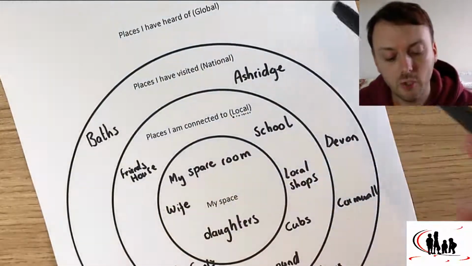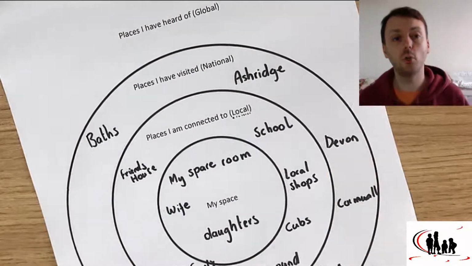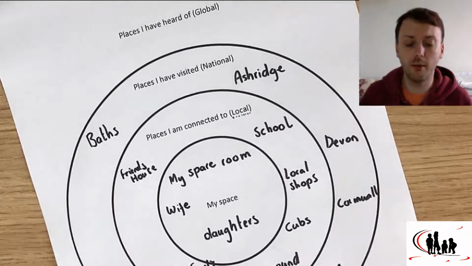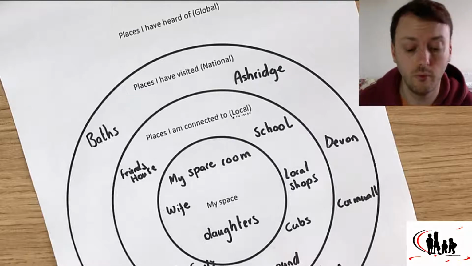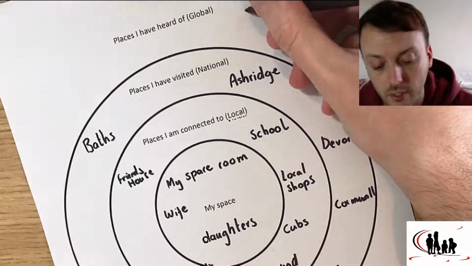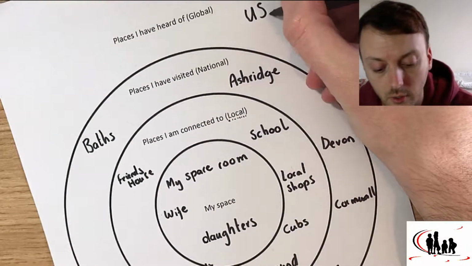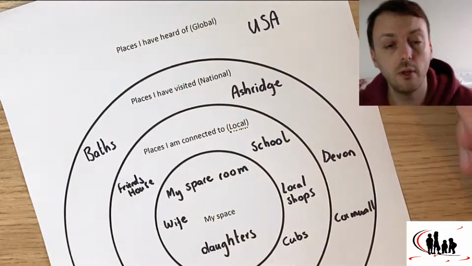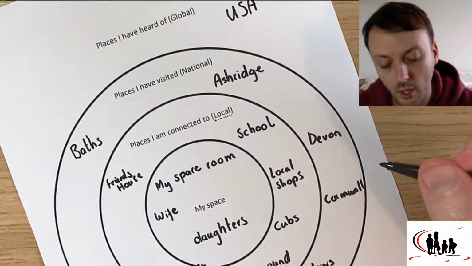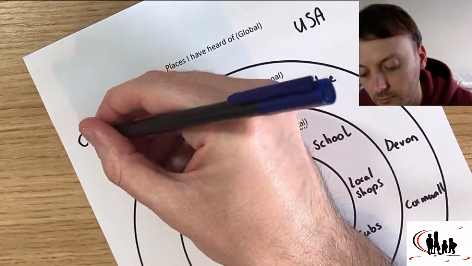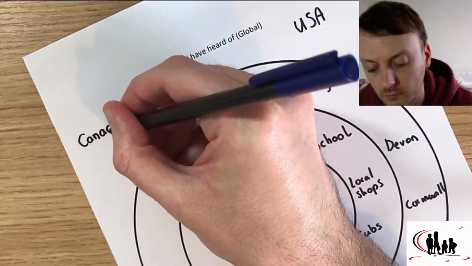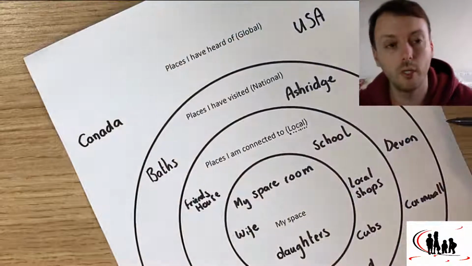And then around the outside is that global thing, places that you have heard of. You don't even need to have been there. It might be nice to choose places that you'd quite like to go. So I've never been to the United States of America, but I think it'd be interesting to go there. I've never been to Canada, but I'd quite like to go there.